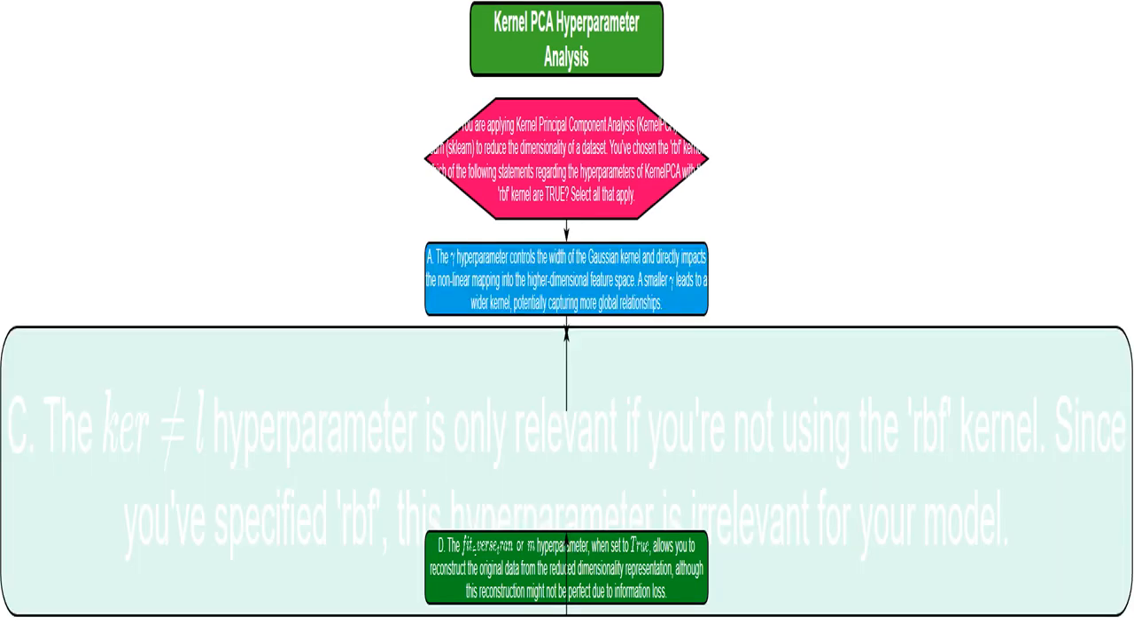This statement is incorrect. The kernel parameter specifies which type of kernel function, e.g., RBF, linear, poly, to use with KernelPCA. Even if I have chosen RBF, the kernel setting is still there. It's just that it's already set for me in this case. It's like choosing a type of wrench. Even if I'm using a specific one right now, the choice of wrench type is still relevant.